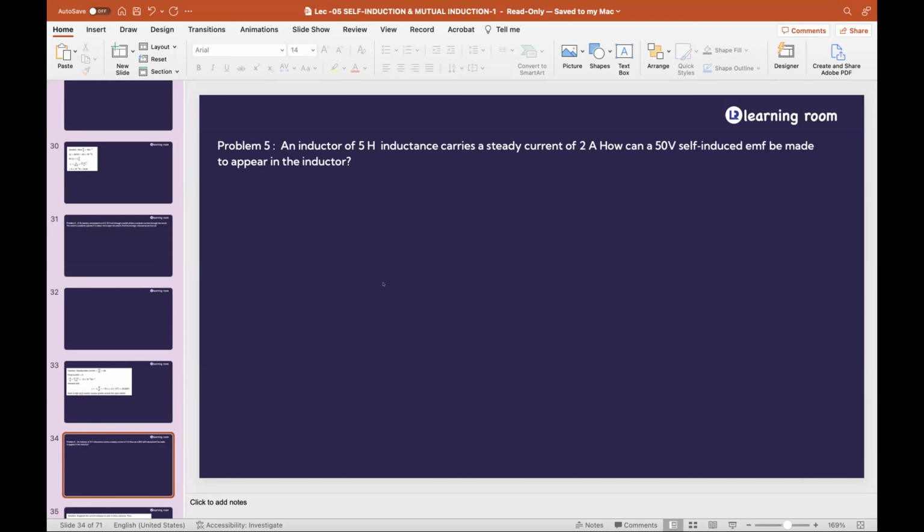There is an inductor of 5 Henry inductance. Write it down. An inductor of 5 Henry inductance, so L is equal to 5 Henry, carries a steady current of 2 ampere. How can a 50 volt self-induced EMF be made to appear in the inductor? So you have an inductor of inductance 5 Henry and it carries a current of 2 ampere. So you want to generate a 50 volt self-induced EMF in it. How can you do that?